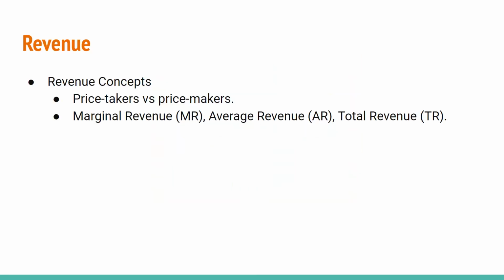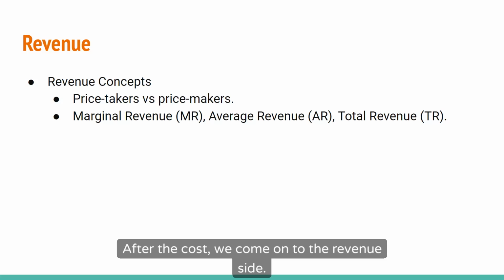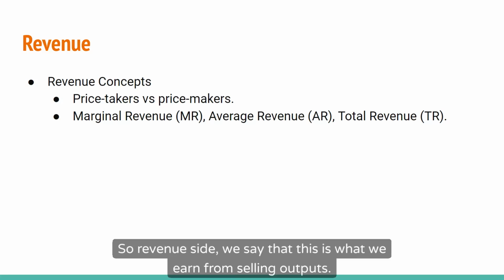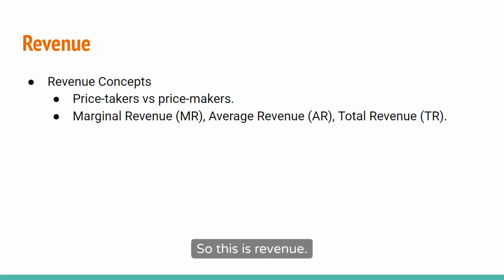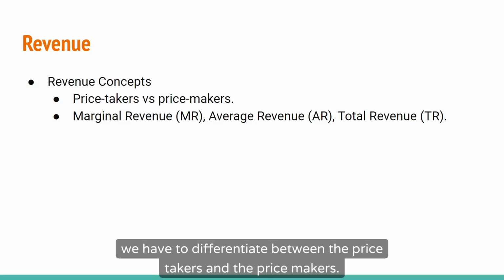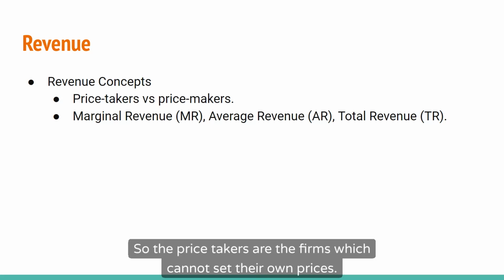All right. Now, after the cost, we come on to the revenue side. So on the revenue side, this is what we earn from selling outputs. So if we sell a ballpoint pen for $1 and we sell five of them, we earn $5 from selling 5 units. So this is revenue. Now, in terms of revenue, we have to differentiate between the price takers and the price makers.